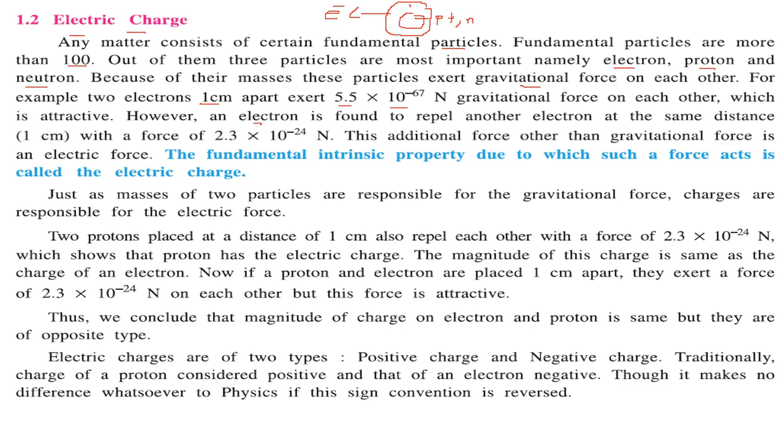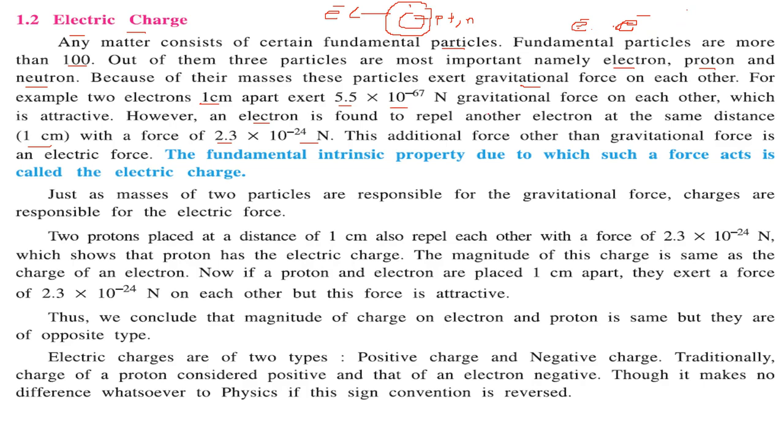But an electron is found to repel another electron. So what is this force? Why is this repulsion going on? If you keep them at a distance of 1 centimeter, the force would be 2.3 into 10 to the power minus 24 Newton. This is the force by which these 2 electrons repel. So what is this additional force?